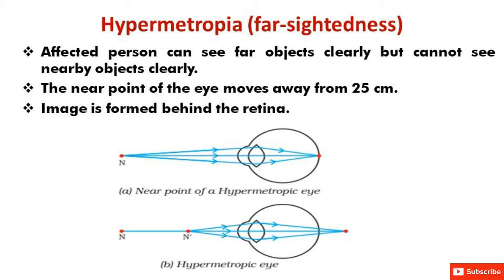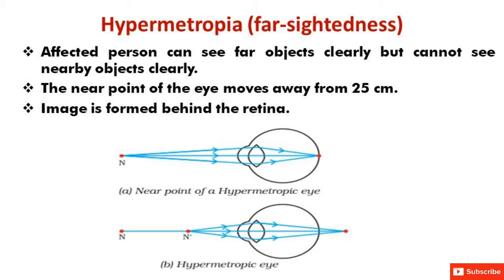Next is hypermetropia. Hypermetropia is also known as far-sightedness. A person with hypermetropia can see distant object clearly but cannot see the nearby object distinctively. The near point for the person is farther away from the normal near point 25 cm. Such a person has to keep reading material much beyond 25 cm from the eye for comfortable reading.